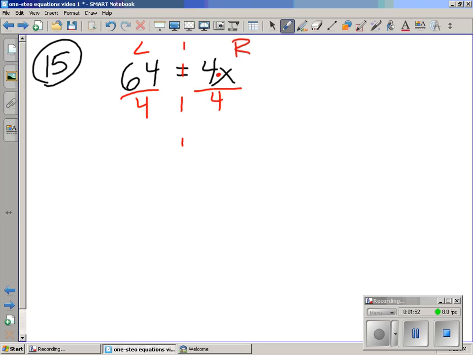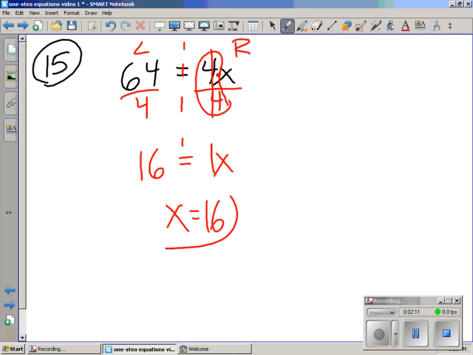Notice that we're always dividing by the problem number. So the problem number is the 4. We're trying to get rid of that, so we divide both sides by that 4. On the left side, 64 divided by 4 is 16. And then 4 divided by 4 is 1, so we get 1x. So x is equal to 16.